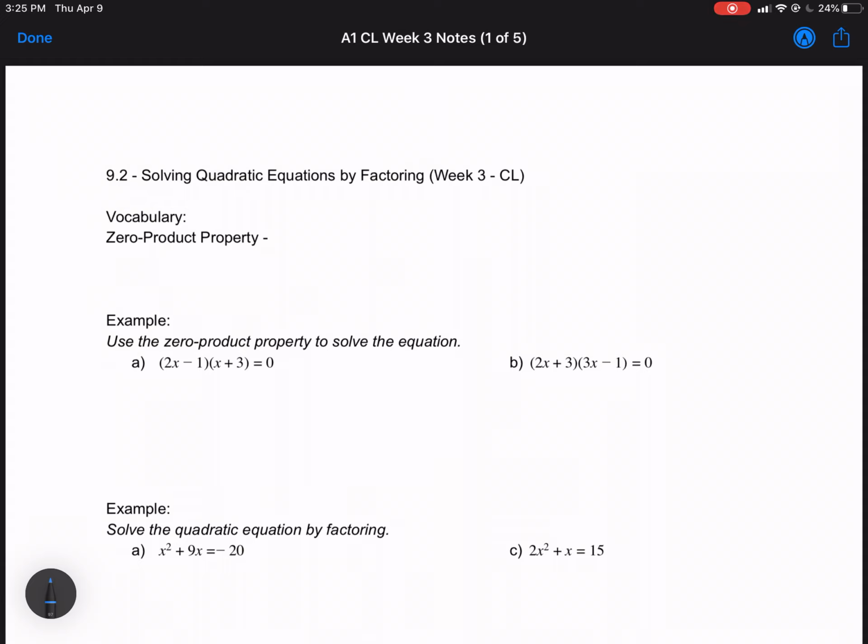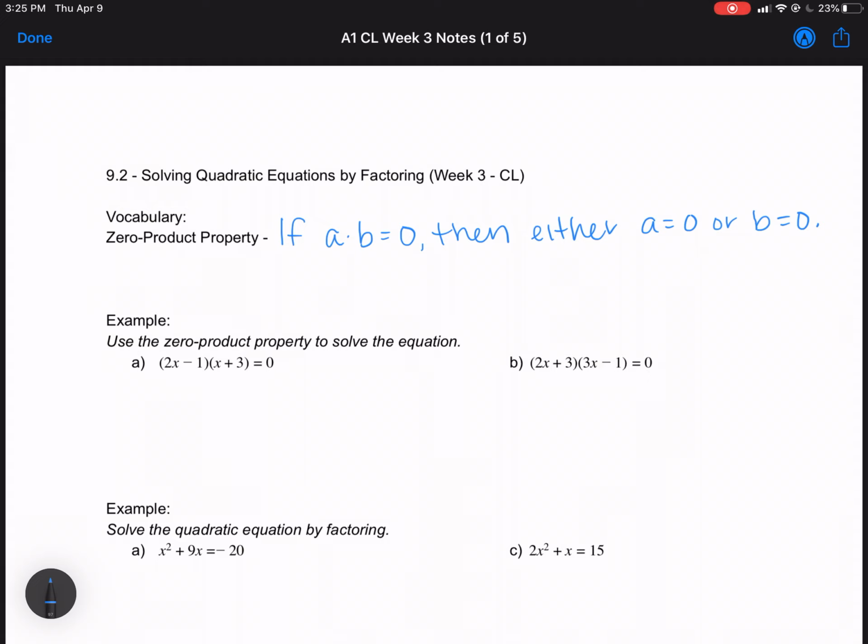So the way we do this is called the zero product property, and that is saying that if a times b equals 0, then we know either a equals 0 or b equals 0, okay? So if we are multiplying two numbers together and it has a product of 0, then no matter what, we know that one of them has to equal 0. So that's what the zero product property says.